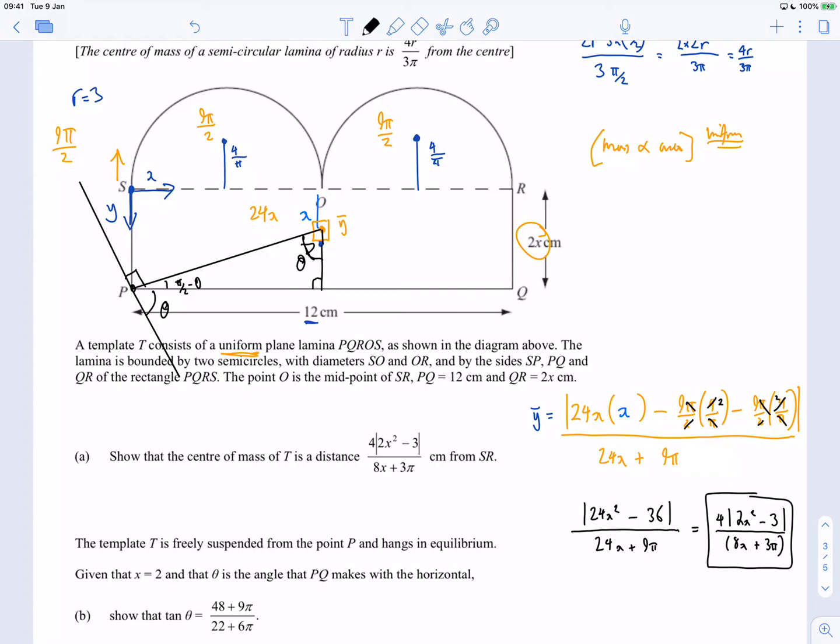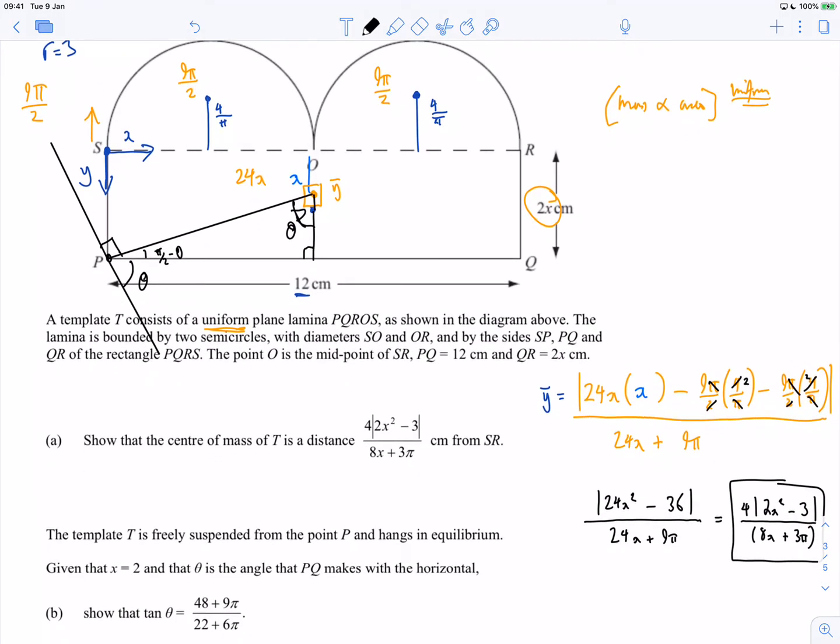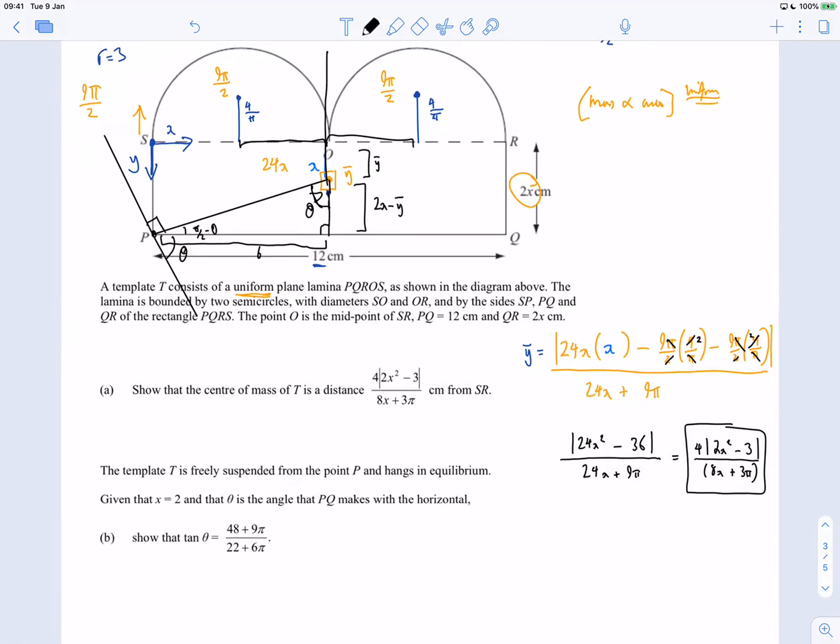Okay, given that x is 2 and that theta is the angle that PQ makes with the horizontal, show that tan theta equals that. Right, okay, so do you agree that vertically, if from here to here is y bar, then from here to here is 2x minus y bar. And from here to here, by symmetry, because these two semicircles are equidistant from the origin, this shape has vertical symmetry about there, so the centre of mass of the original object is going to be 6 away from there.